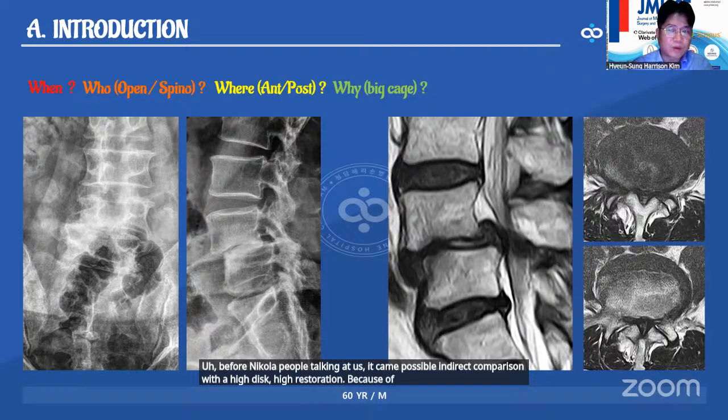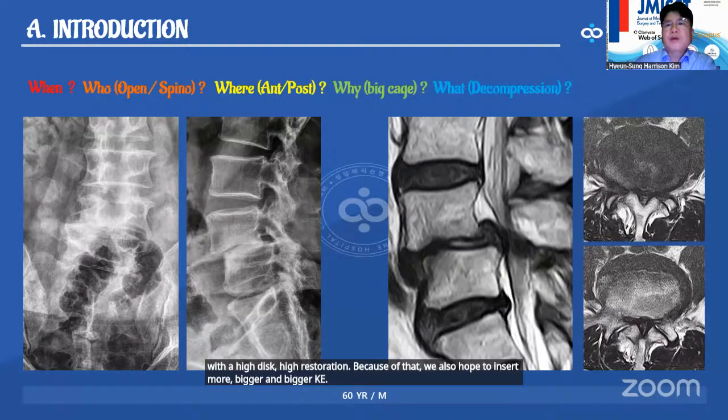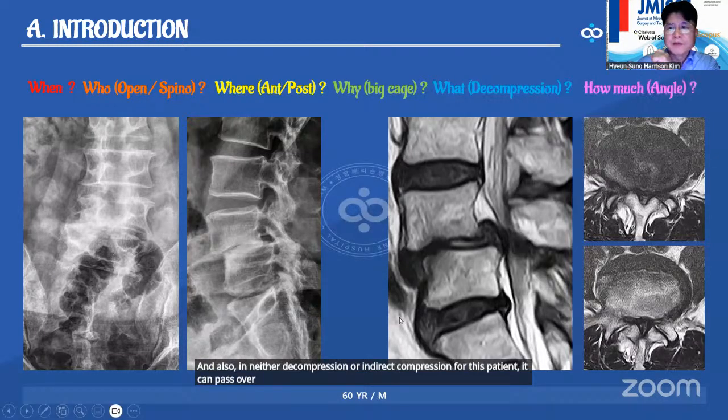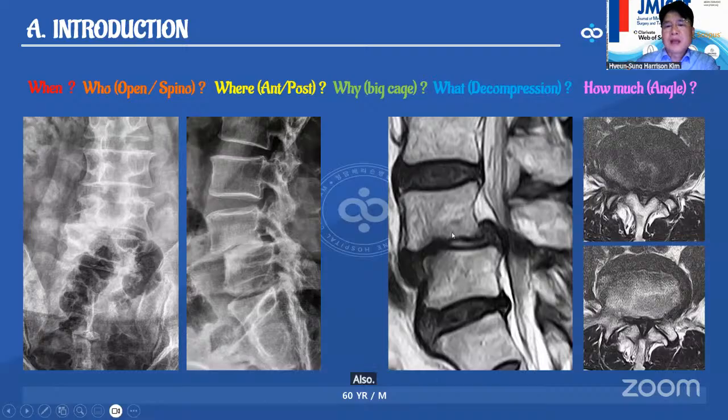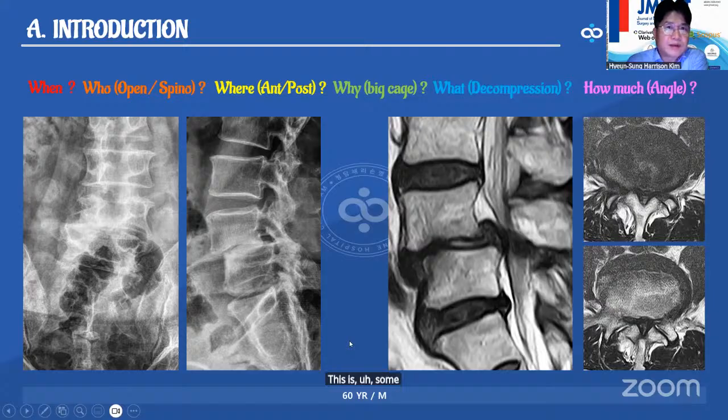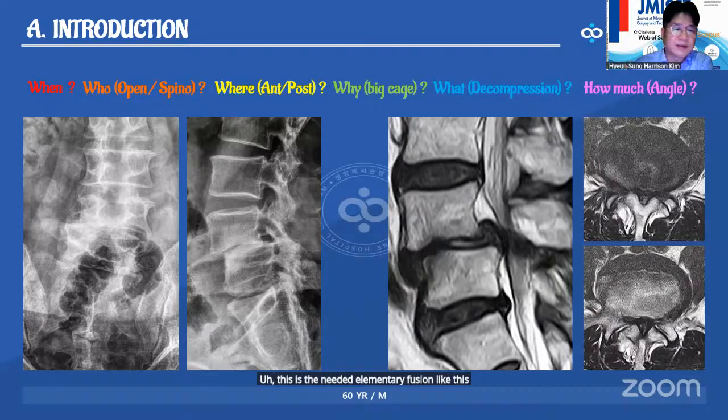Because of that, we also hope to insert bigger and bigger cages, and achieve either direct decompression or indirect decompression for this patient. Also, how much angle is needed for this patient? It is possible to insert larger-angle cages. This is always a debate for degenerative disease: the needed amount of fusion in very serious cases like this.